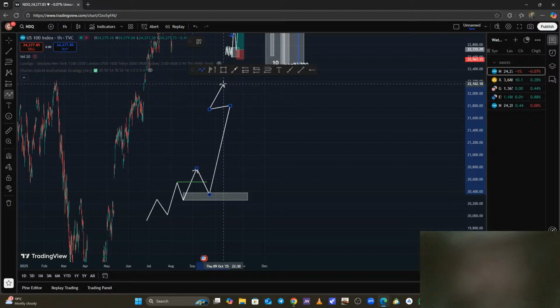So that's the basics of identifying these zones.